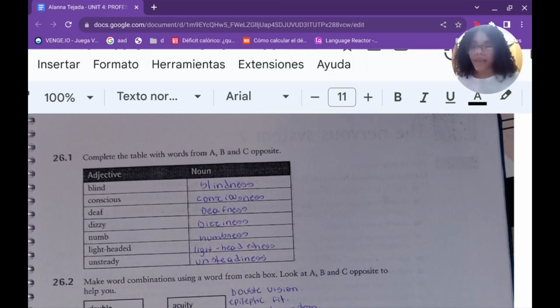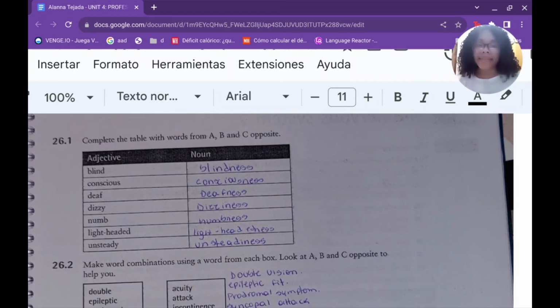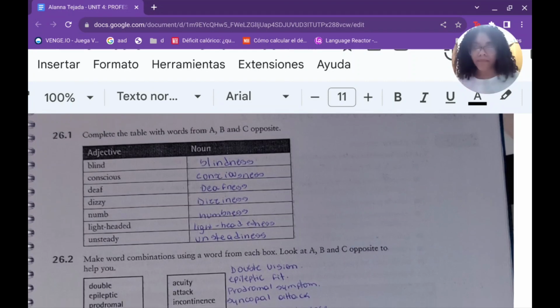26.1. Complete the table with words from A, B, and C opposite. Adjective, noun. Blind, blindness. Conscious, consciousness. Deaf, deafness. Dizzy, dizziness. Numb, numbness. Lightheaded, lightheadedness. Unsteady, unsteadiness.